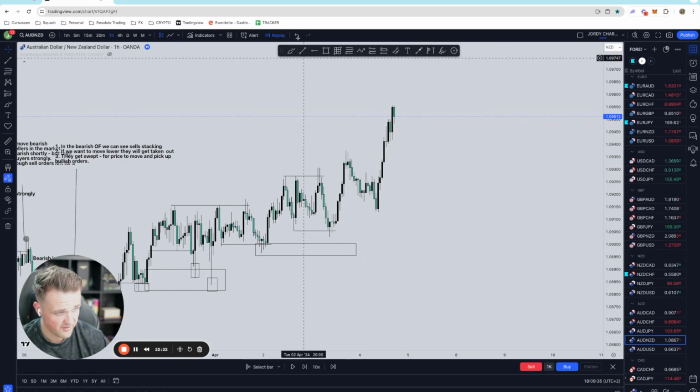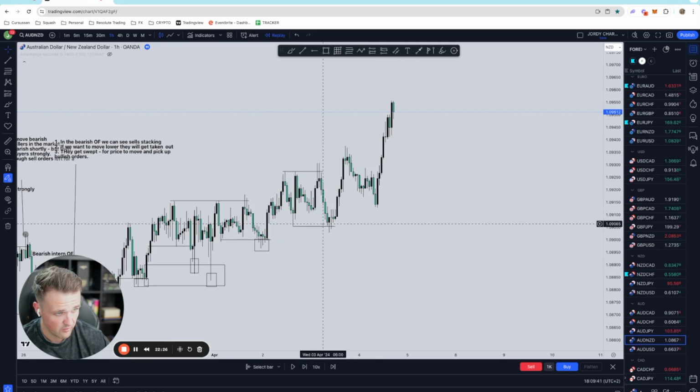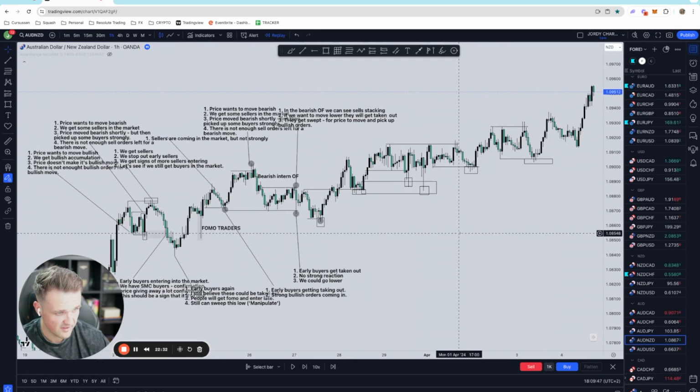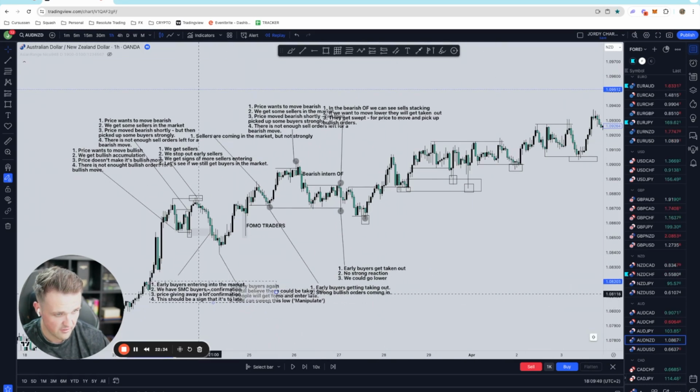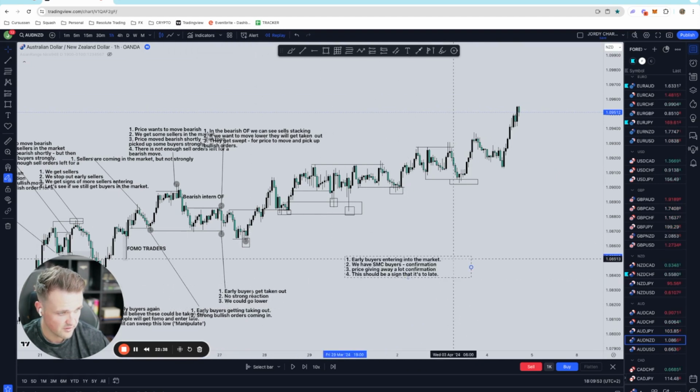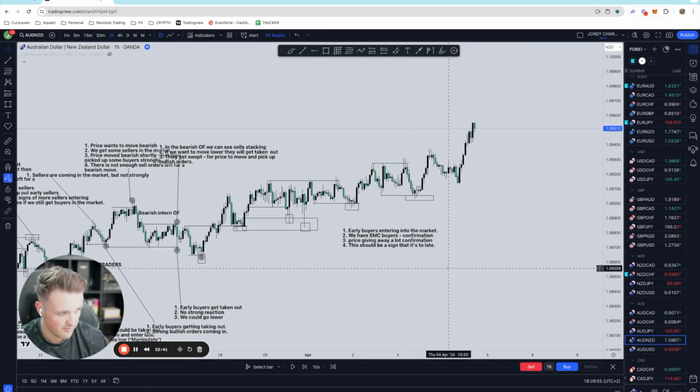Moving to the upside, again, what is happening? We have this low that has been put here. We have this low. You can see the sweeps every time. Same as in the beginning. So this one here, early buyers entering into the market. Let me put it here. This is the important one. So we have this one, early buyers entering into the market.